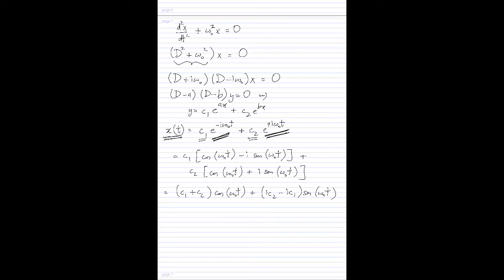Fine. Now I can also impose the fact that x of t has to be real. So if x of t is given by c1 e raised to power minus i omega naught t plus c2 e raised to power i omega naught t, if this is equal to x star of t, then I must have that this thing.